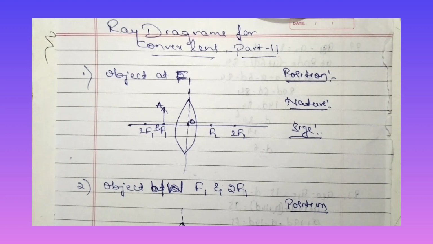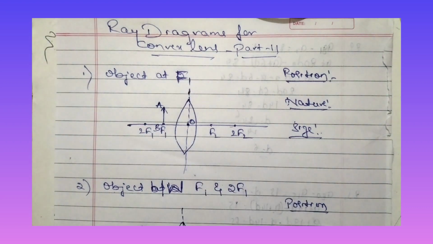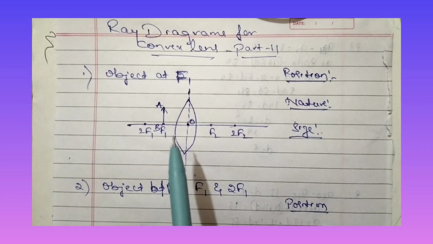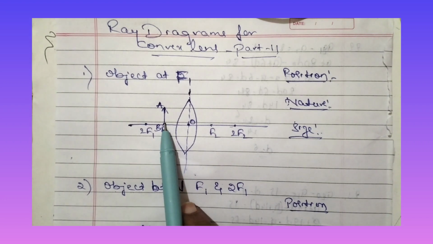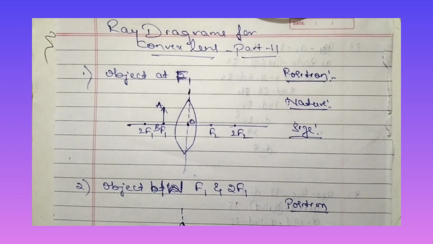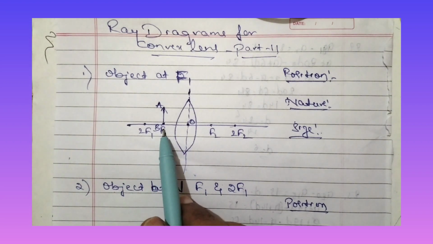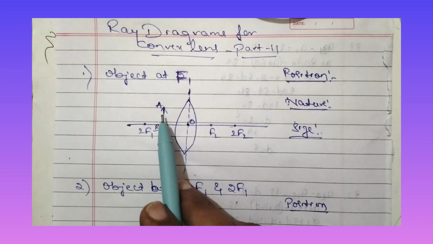The first position is when the object is kept at F1. Let us see what will be the position, nature and size of the image formed when the object is kept at F1. For this, you have to recall the concave mirror. In a concave mirror, if the object is kept at F, the image will be formed at infinity. Here also, if the object is kept at F1, the image will be formed at infinity. So I have kept the AB object at F1.